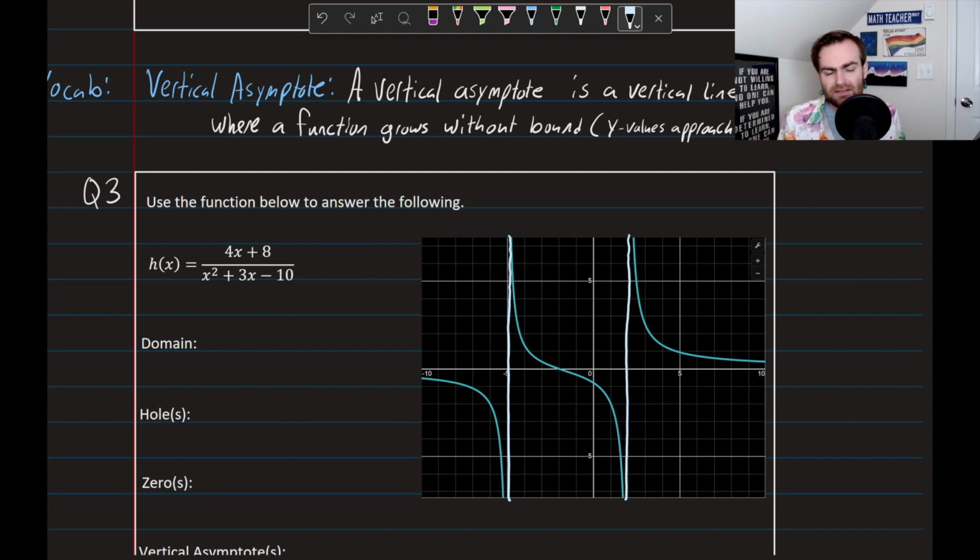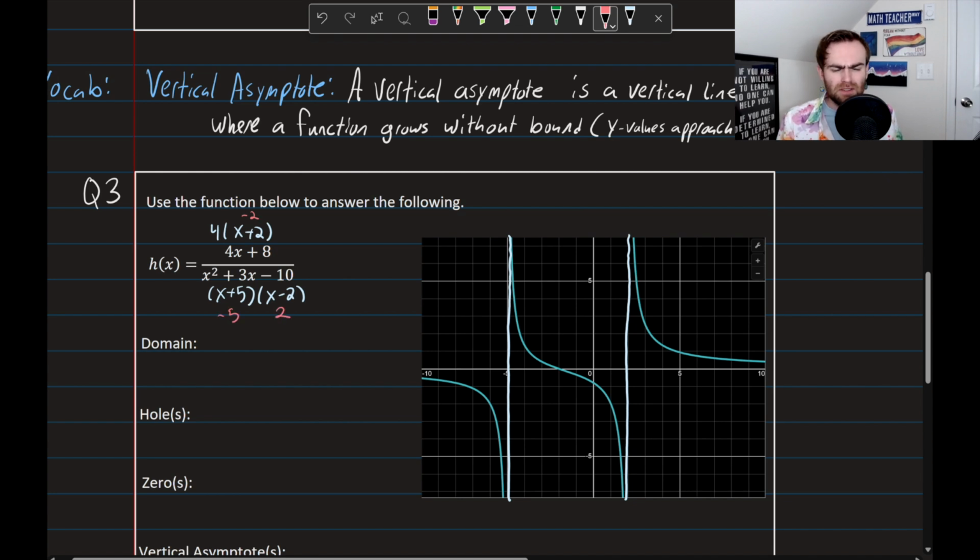So let's factor this out and see what's going on. So the numerator is factorable, so let's factor out the 4, x plus 2. And the denominator is also factorable, x plus 5, x minus 2. So the -2 is a 0, but -5 and +2 are not in the domain. So domain: -infinity to -5, -5 to 2, and then 2 to infinity.